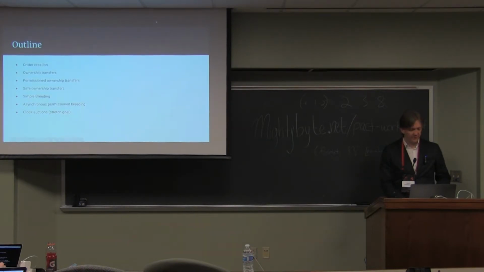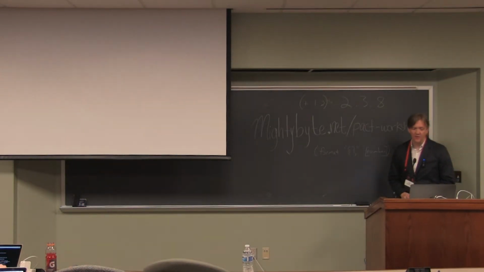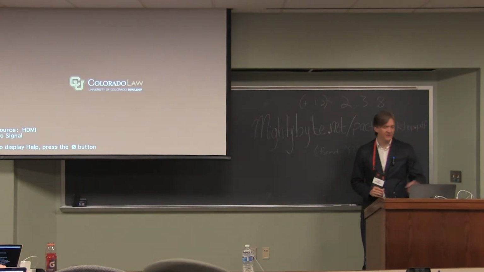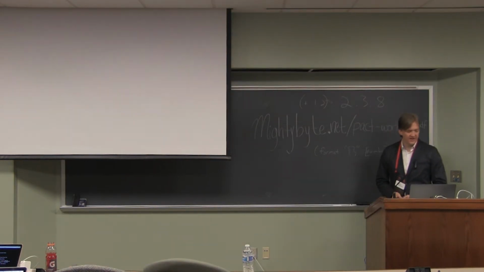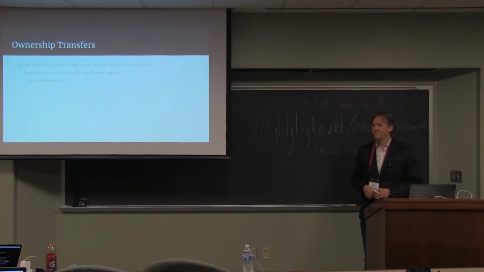Okay, so refreshing back to the outline, we've got critter creation done. Everyone's got that, correct? It just started working again. Very strange. So we have critter creation working. Next up, ownership transfers. And the ownership transfer function is going to be fairly simple. This function signature, transfer a critter, and you're going to give it the new owner, which is a key set, and the critter ID. And have at it.